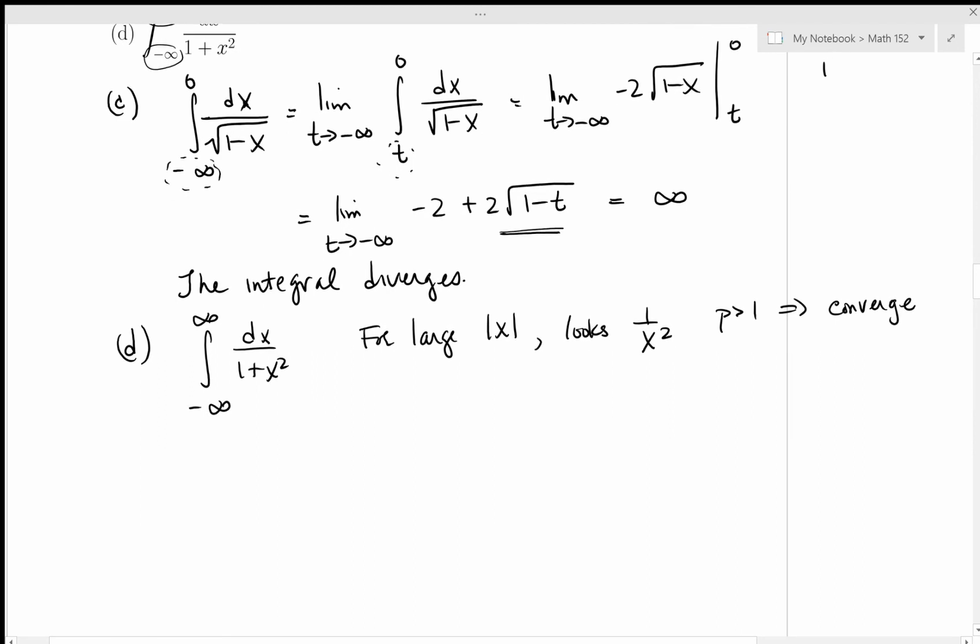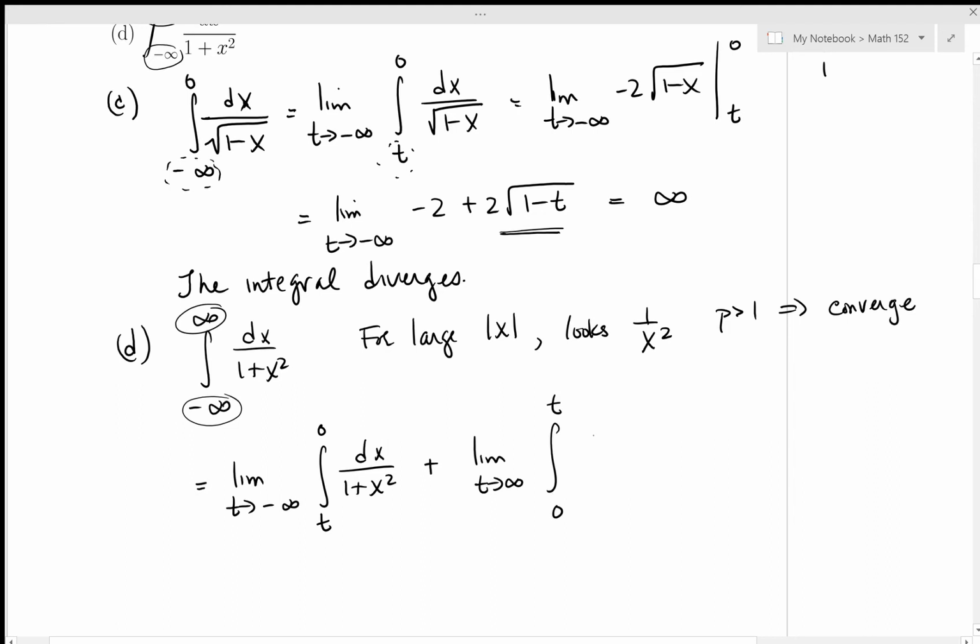Okay. All right. Also, I've got the issue that I've got both of these becoming infinite. So I'm going to split it into 2 and handle that separately. I'm going to choose to split it at 0. So I'm going to write this as the limit as t goes to minus infinity. Now, this is going to catch the bottom half. And then the integral from 0, oops, mistake. I need also the limit as t goes to infinity of 0 to t dx over 1 plus x squared.